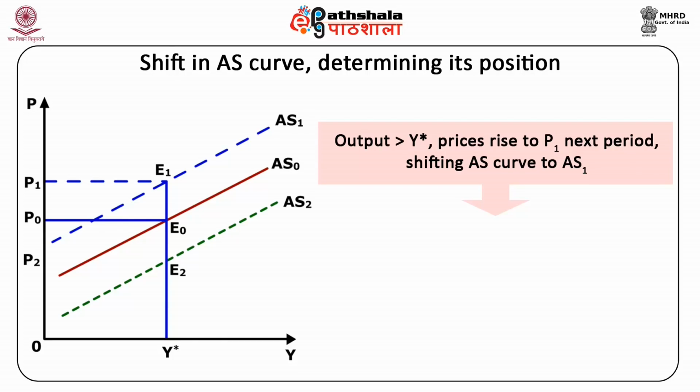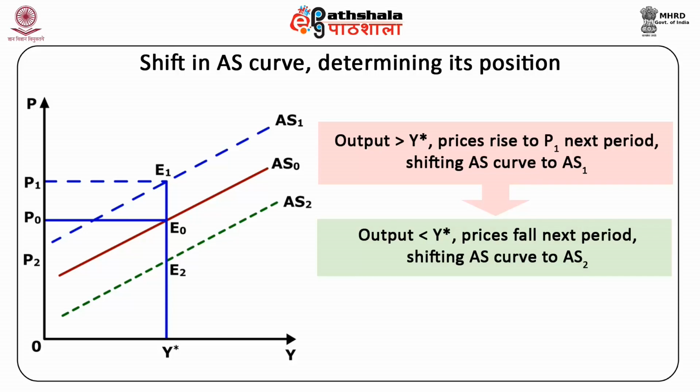If output is greater than Y star, prices rise to P1 next period, shifting the AS curve to AS1. If output is lower than Y star, prices fall next period, shifting the AS curve to AS2.